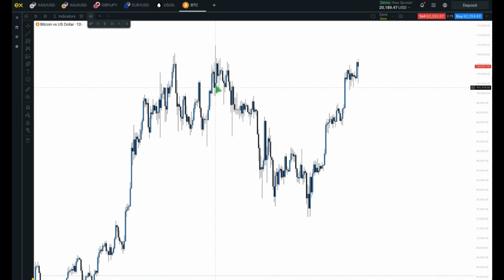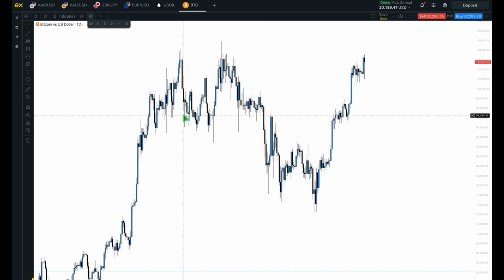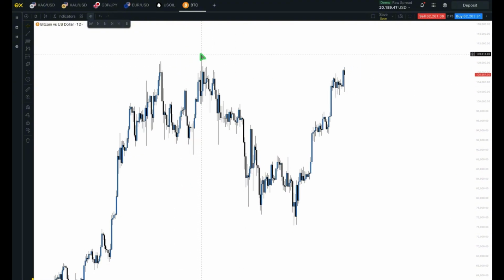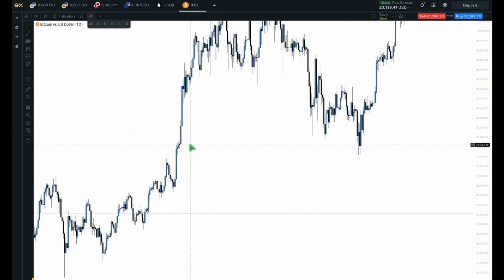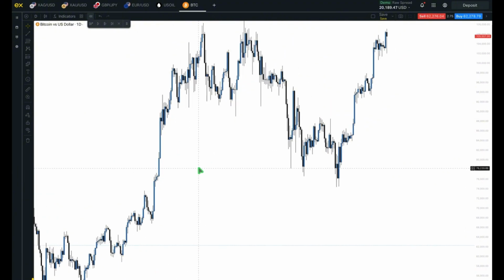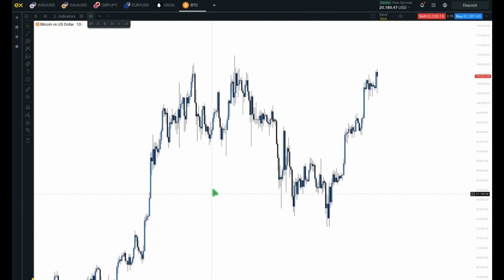In the first part, I will teach you how you can use this strategy when the asset is trading near all-time high. Let's suppose this is the all-time high. So how you can use this strategy in this area. And in the next part, I will teach you how you can use this strategy when the price is trading in these areas. Okay. So we will start the lecture.